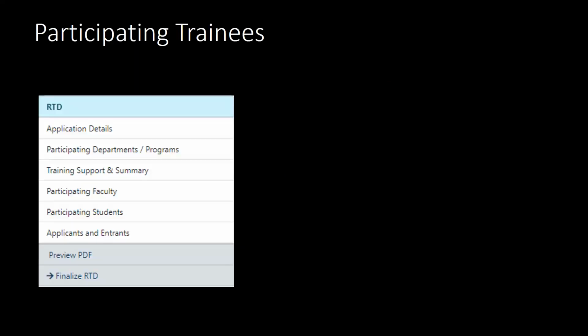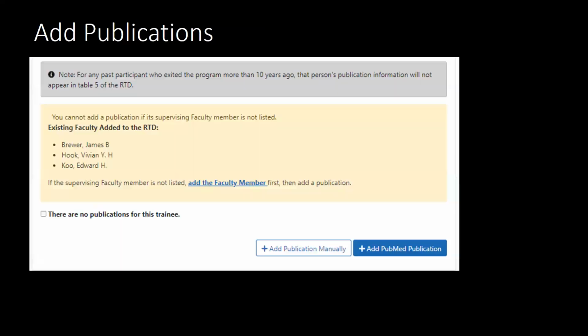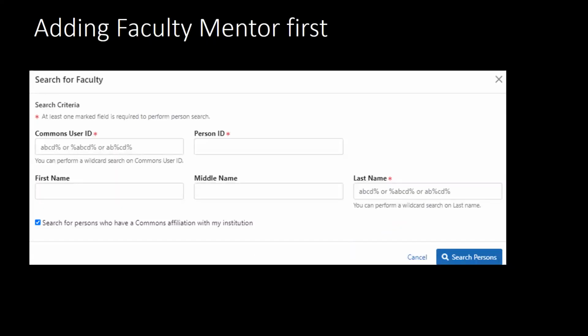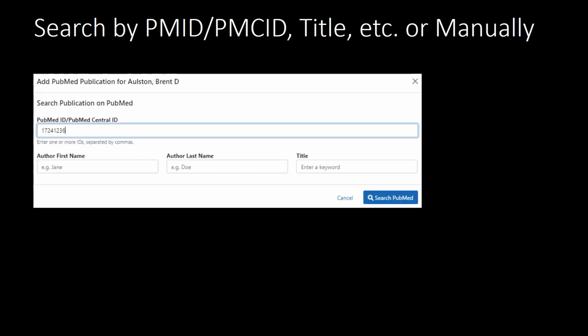So, Extract. If you're familiar with Extract, especially if you're doing your RPPRs for your Table 8, if you're going in to do a renewal, this is how you would do it. You would go under the trainee's name or the student's name and click Publications, which is down there at the bottom. Then you go ahead and add in a PubMed publication, and add in your faculty name, who has to already be listed in the RTD. So you add them in, and then you can put in the publication number.